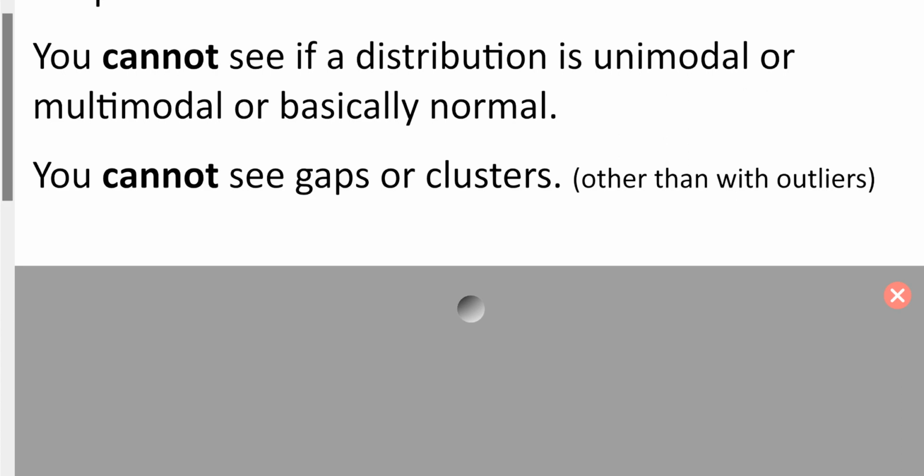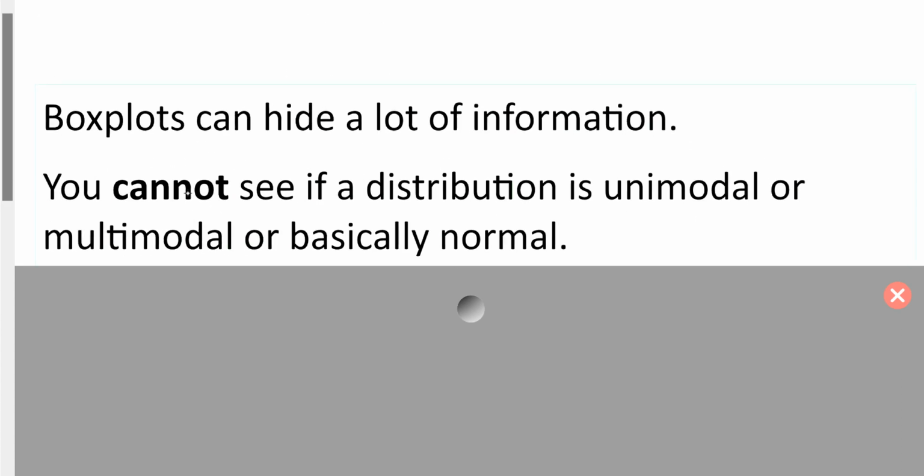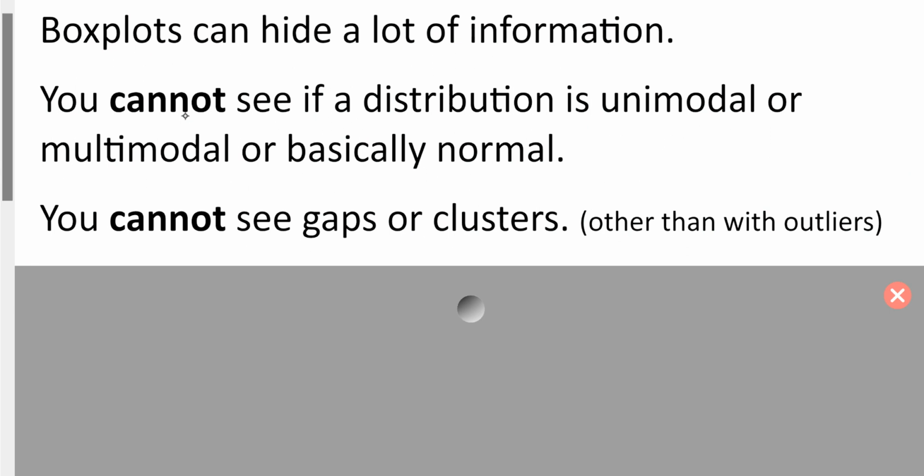So box plots are great for certain things and not great for others. They do hide a lot of information. So you can't see if a distribution is unimodal or multimodal, or basically normal or bimodal. You also cannot see clear gaps or clusters. We don't know, but you can see outliers. You can tell if something's really far away.